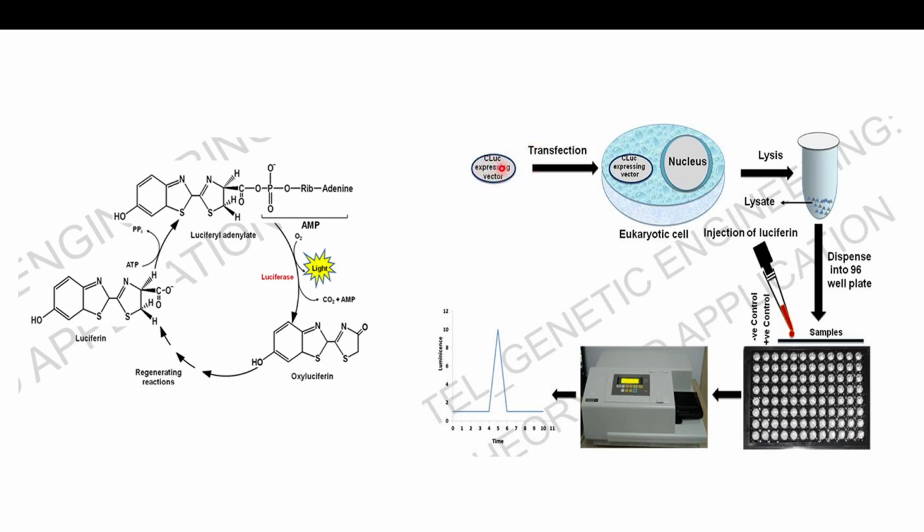A luciferase expressing vector is transfected into the cells of our interest. Suppose this is the eukaryotic cell. This is the plasmid vector. The nucleus is there. And what you do is you lyse the cells and then dispense it into a cuvette or a 96 well plate, and then you add luciferin in this. This is the substrate which will be acted upon by the luciferase enzyme.